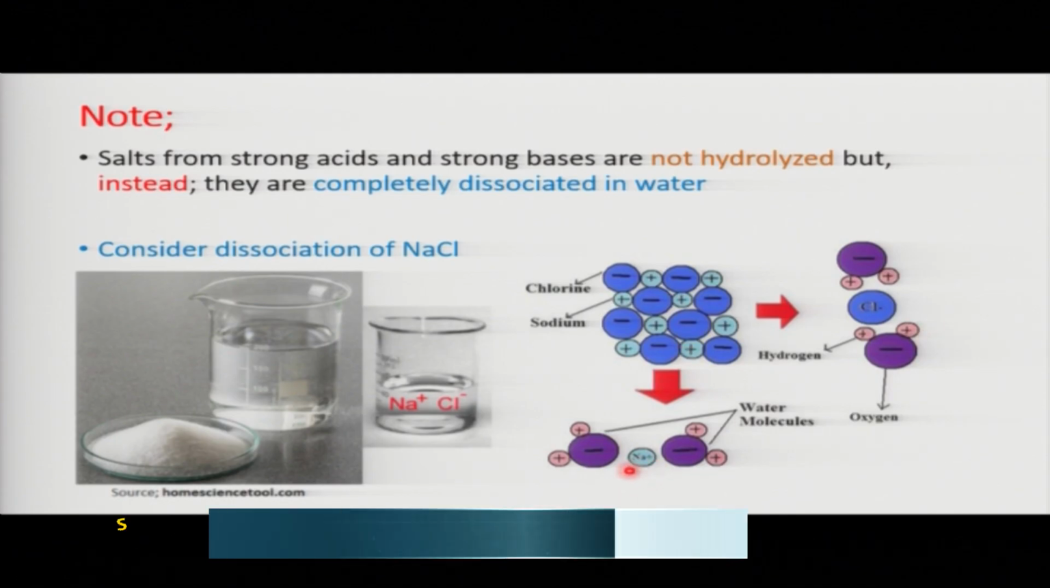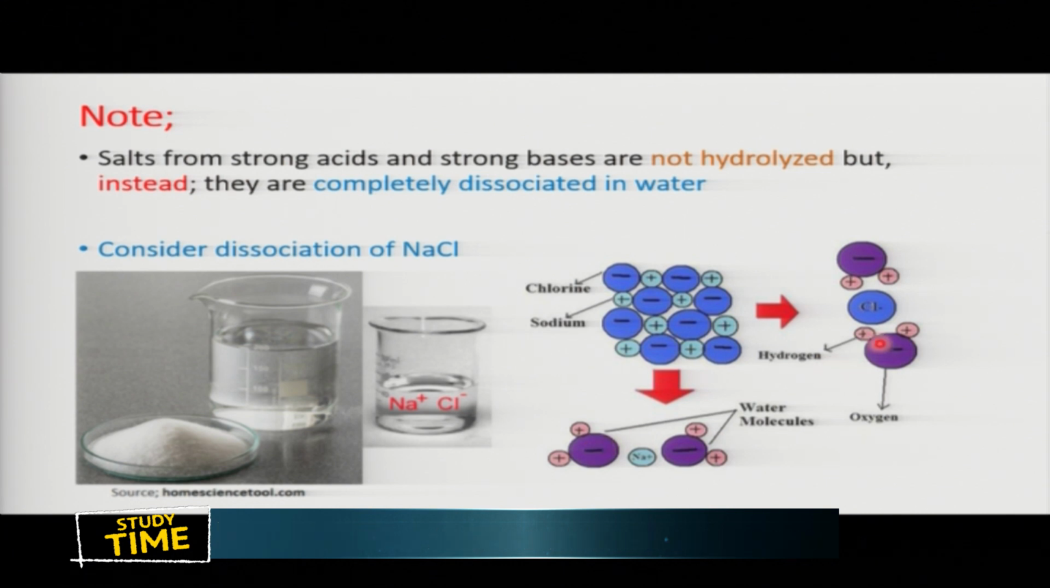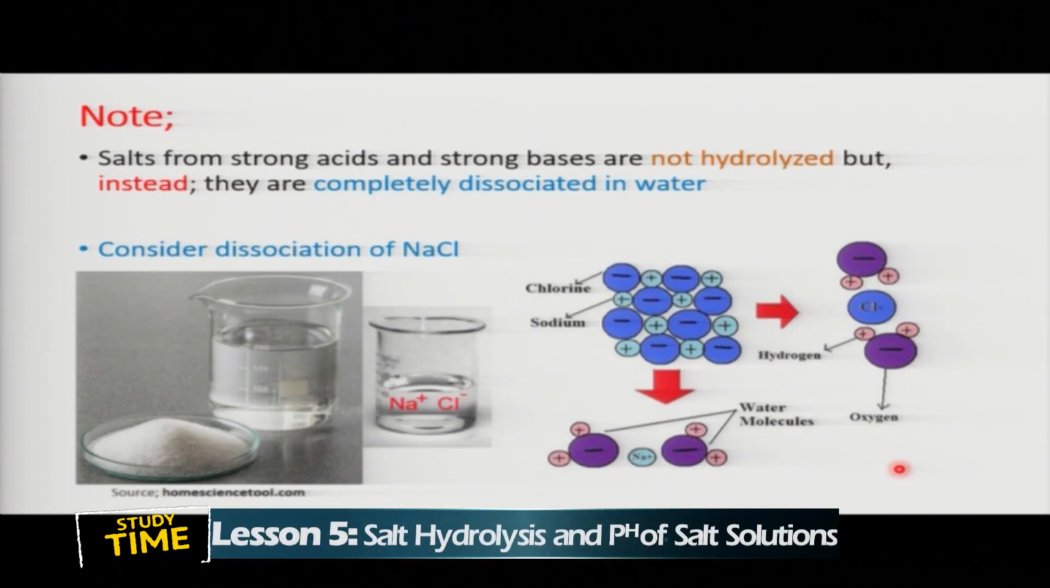The sodium ions are surrounded by the partial negative part of oxygen. Then the chloride ions are surrounded by the partial positive of hydrogen in water. This is what we call dissociation. They are separated from each other. This is a crystal, so they are dissociated. They are not hydrolyzed. That's a point you really need to master.